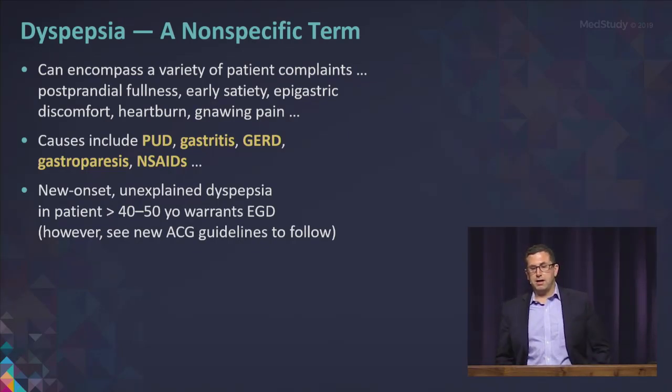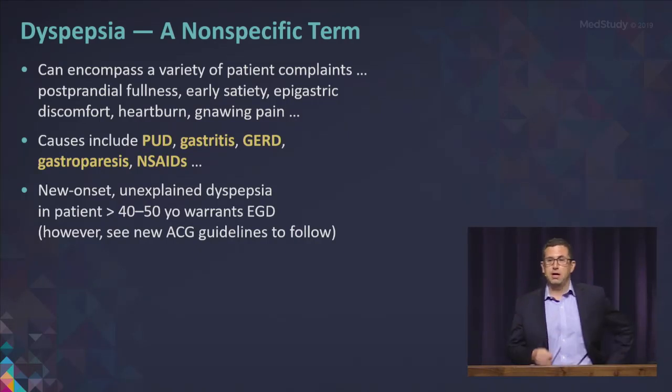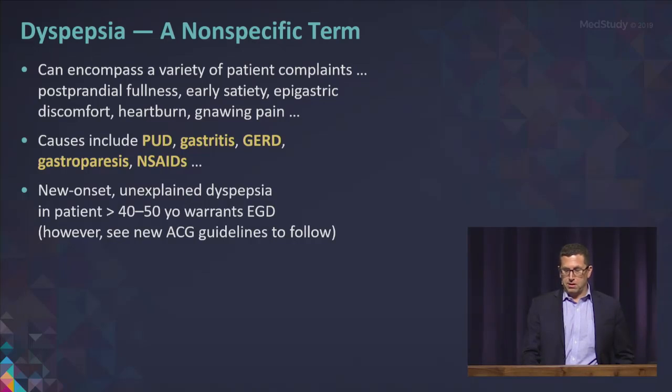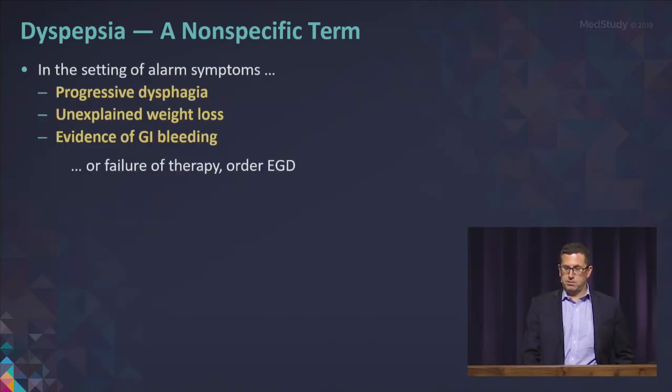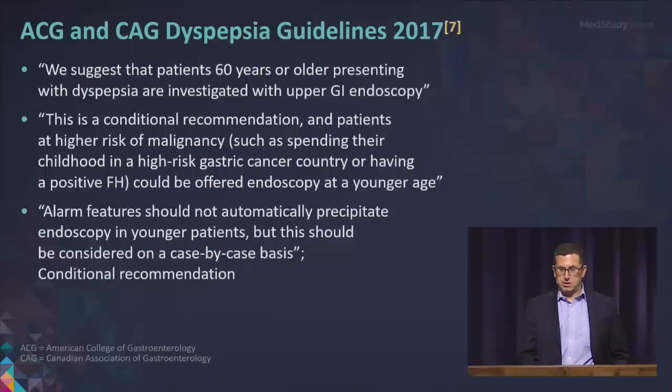If you have new onset unexplained dyspepsia, the classic teaching was that if you are greater than 40 to 50 years old, you would get an EGD. However, there are some new American College of Gastroenterology guidelines that we could go over to follow. So I have that coming up. In the setting of alarm symptoms, so if there's dysphagia, unexplained weight loss, evidence of GI bleeding, obviously you would want to do an EGD in that situation.